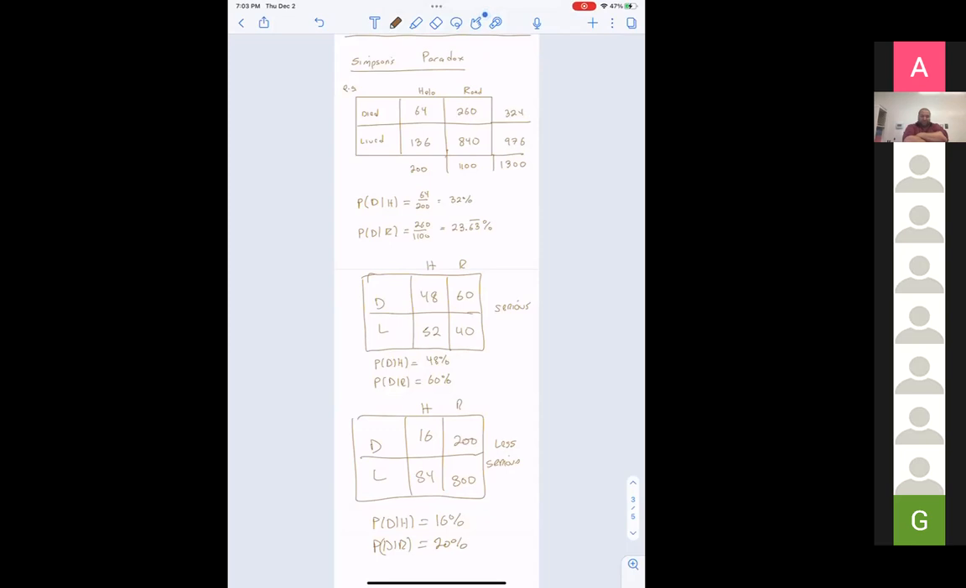But this doesn't make any sense to me at all. I mean, it does because I know the answer, but it shouldn't make sense to you. Where are you more likely to die if it's a serious accident, helicopter or road? Road. Where are you more likely to die if it's a less serious accident, helicopter or road? Road. So in both situations, you're more likely to die if you go by road. Then why is it when I lump it all together, I'm more likely to die if I go by helicopter?